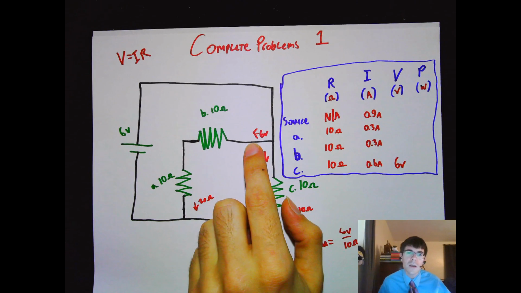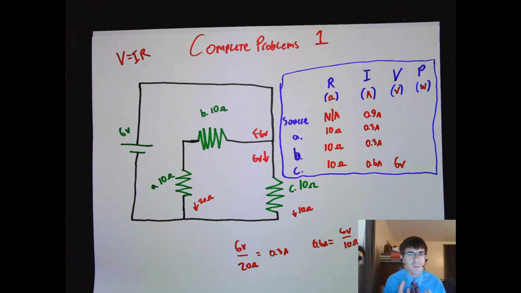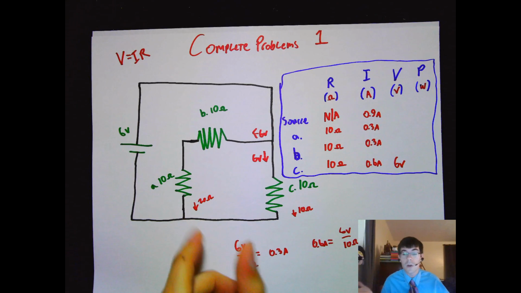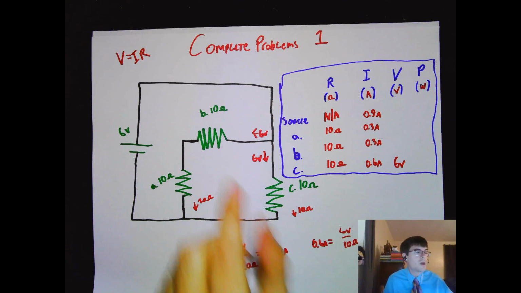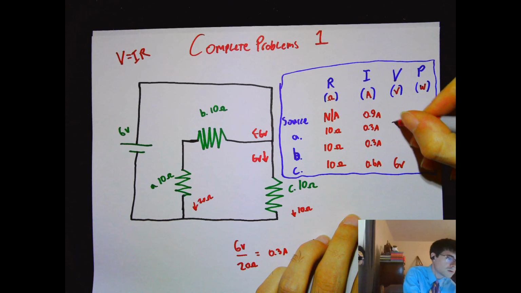But what about here? How would we figure this out? Well, thankfully, in this specific problem, it's very easy because both of these resistors are the exact same resistance. And remember that voltage drops proportionally across resistors. So if we have 6 volts, and it has to drop proportionally, 10 ohms here, 10 ohms here, it's the same. 3 volts is going to go across each resistor.